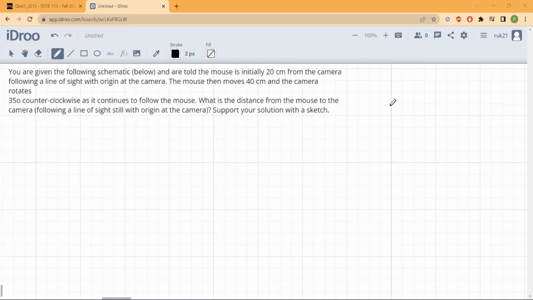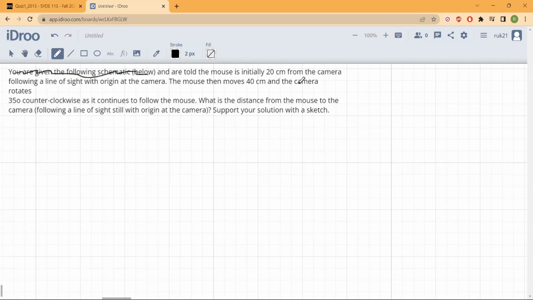Hello. So today what we're going to be doing is I'm going to be taking up the mouse problem, and then we're just going to look at quiz 2. I'm going to take up the quiz from 2012. And so let's start. So you're given the following schematic below. So we don't need the schematic. We can actually erase it.